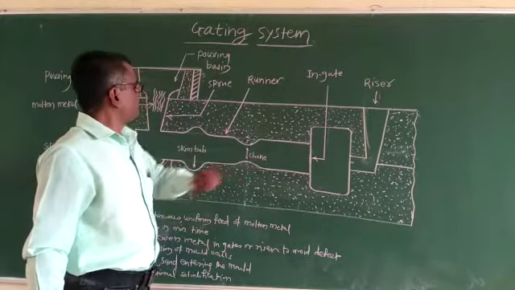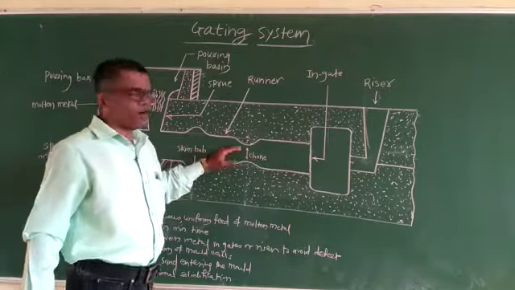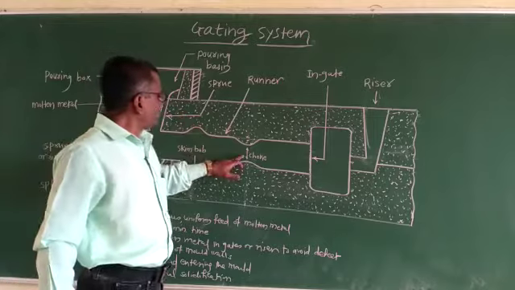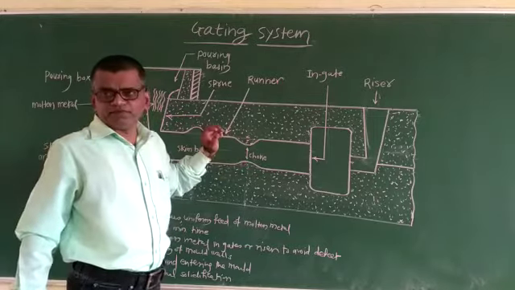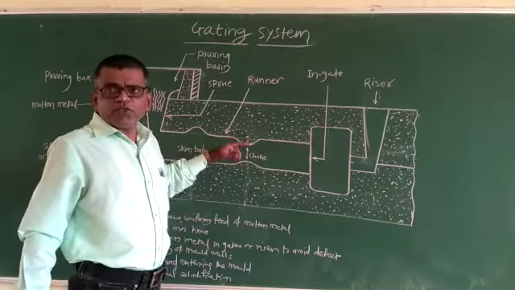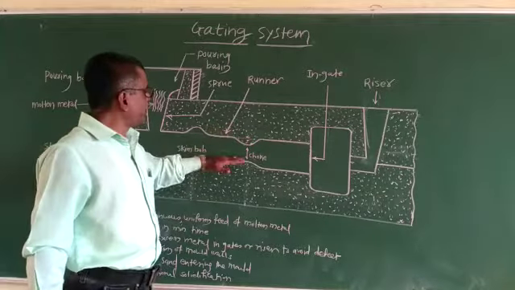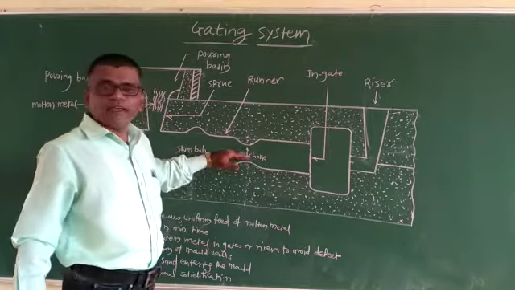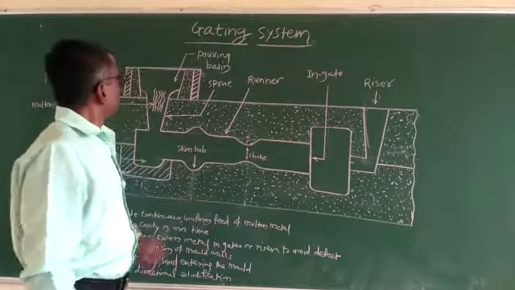Then the choke. The cross section of the runner is decreased here, so it will control the metal flow rate. When you pour the molten metal, the speed is higher. So the speed of the molten metal will be decreased here. That is taken care of by the choke.